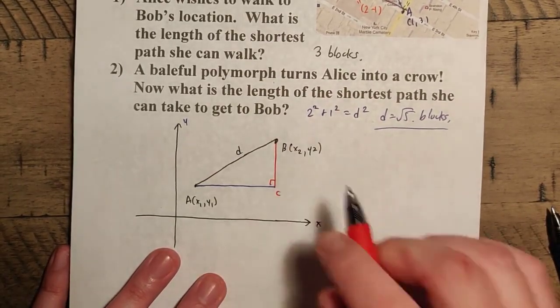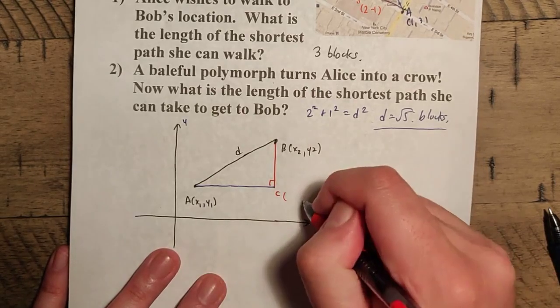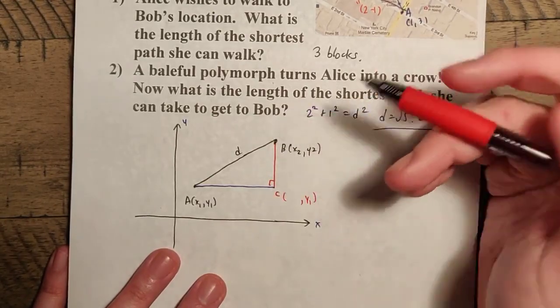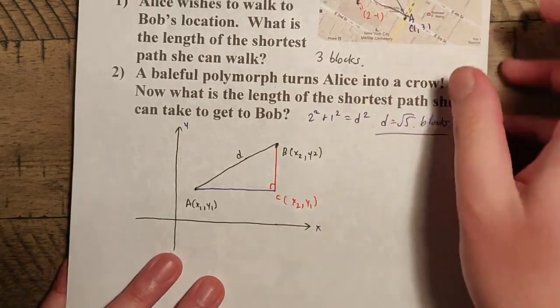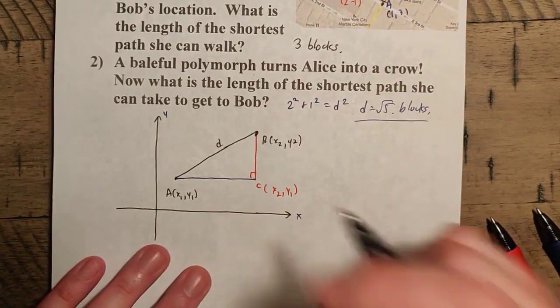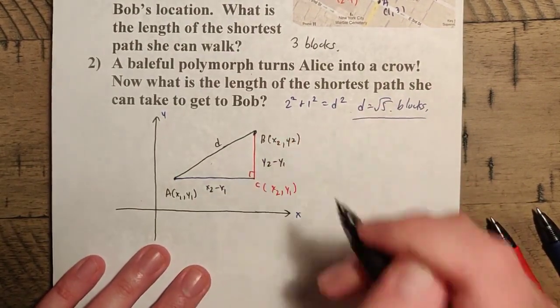Now, based on what's going on here, it shouldn't be too hard to show what point C is here. Note that it's going to be at the same y coordinate, so there's going to be y1. And here, by being on a vertical line, there's going to be the same x coordinate, so it's going to be x2 here. So much like we did over here with the difference of the coordinates, we can do the difference of the coordinates here as well. So therefore, this is going to be x2 minus x1, and this is going to be y2 minus y1 here.